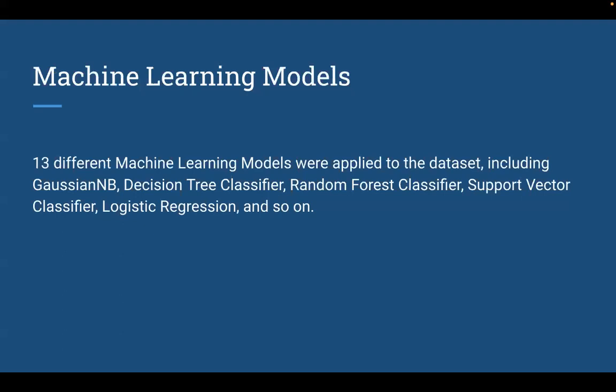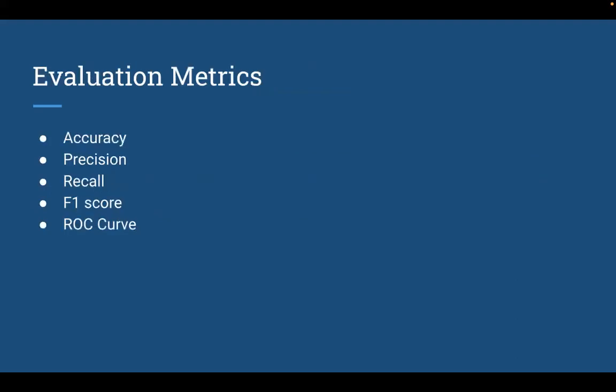Next, coming to machine learning models. 13 different machine learning models were applied to this dataset, including Gaussian Naive Bayes, decision tree classifier, random forest classifier, support vector classifier, logistic regression, and so on. And coming to the evaluation metrics, I used accuracy, precision, recall, F1 score, and ROC curve for evaluating the machine learning models.